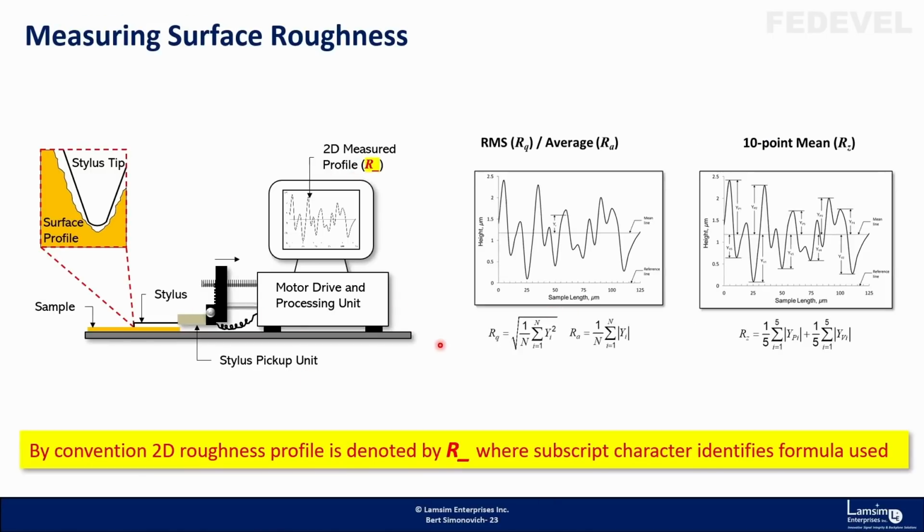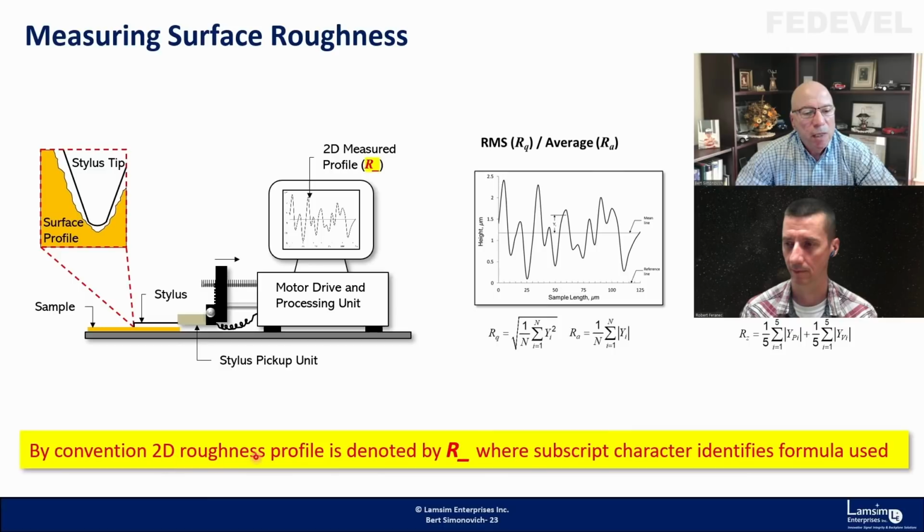And what you'll find on data sheets are RMS roughness and average roughness and RZ. So there's Rq, Ra, and Rz numbers. Rq is RMS, Ra is average, and Rz is what they call the 10-point mean number. But the 2D roughness profile is denoted with an R and a subscript. When you see an R and a subscript, it means it's from a mechanical profilometer.